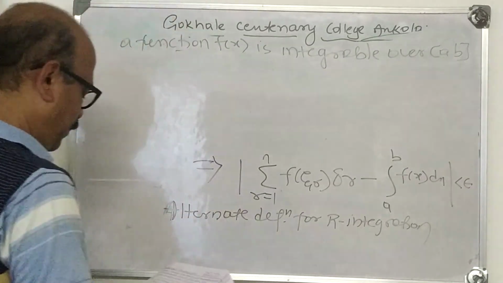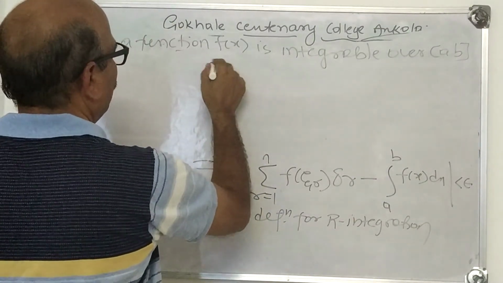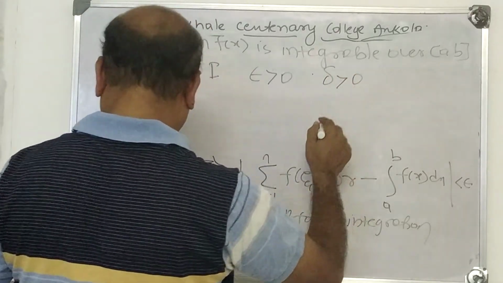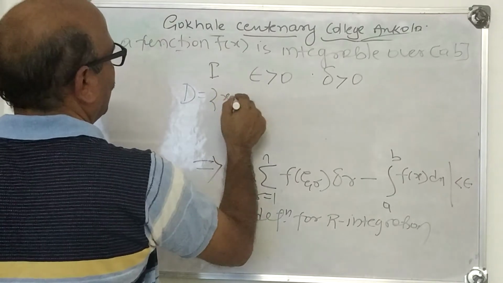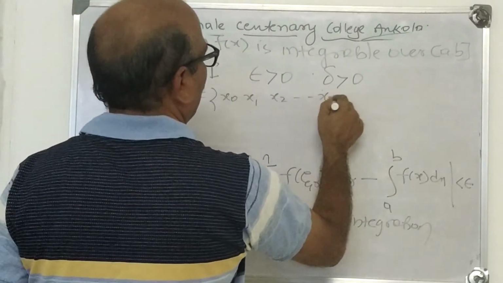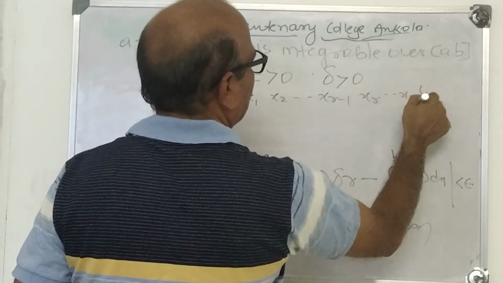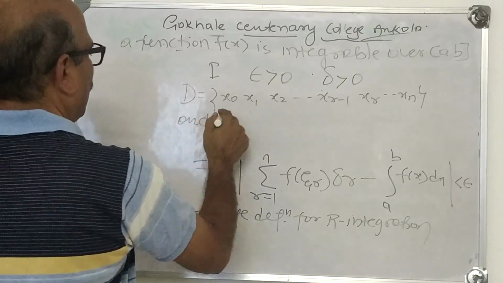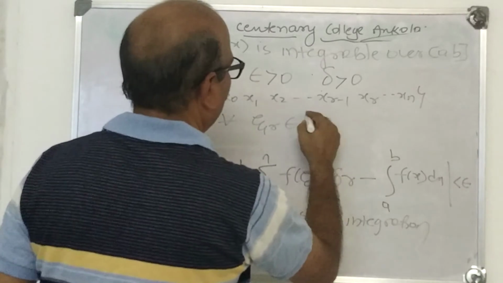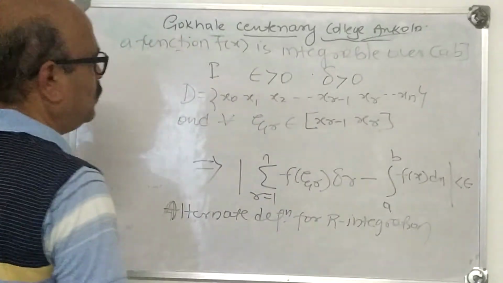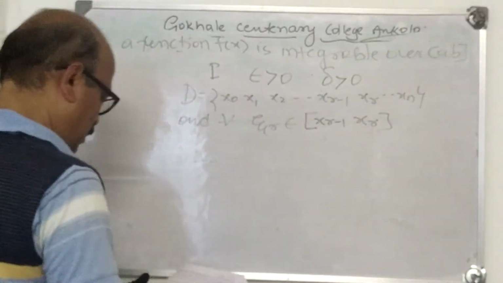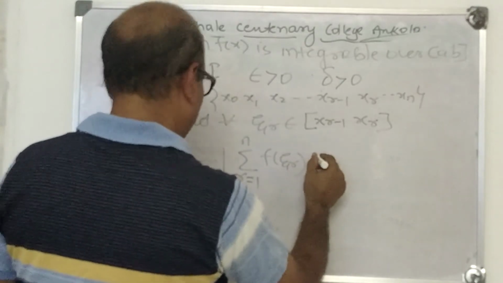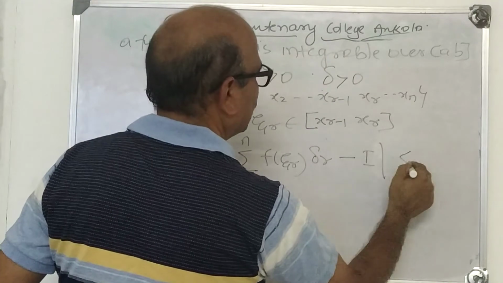A function is integrable over [a, b] if there exists a number I, and to every epsilon greater than 0 there corresponds delta greater than 0, such that for all divisions D of [a, b] whose norm is less than or equal to delta, and for all psi r belonging to [x r minus 1, x r], the modulus of the sum from r = 1 to n of f(psi r) delta r minus I is less than epsilon.